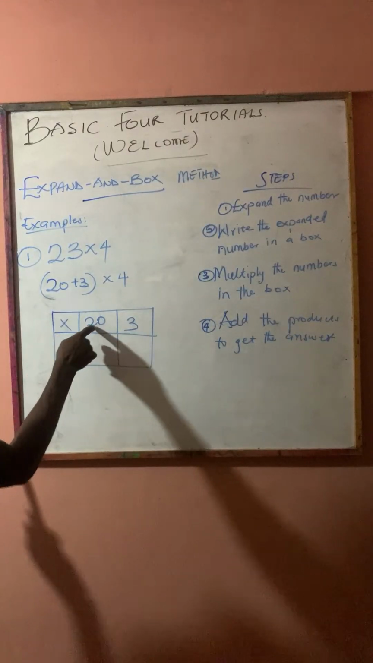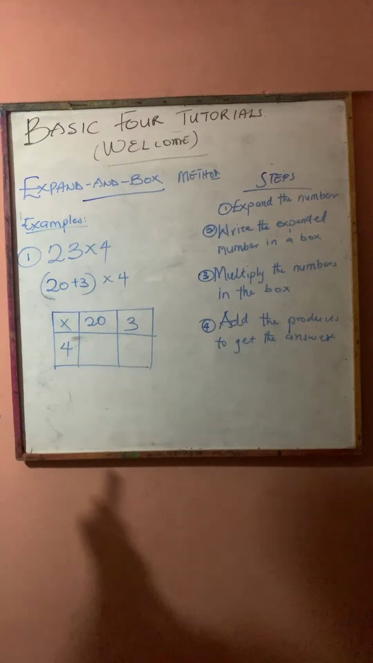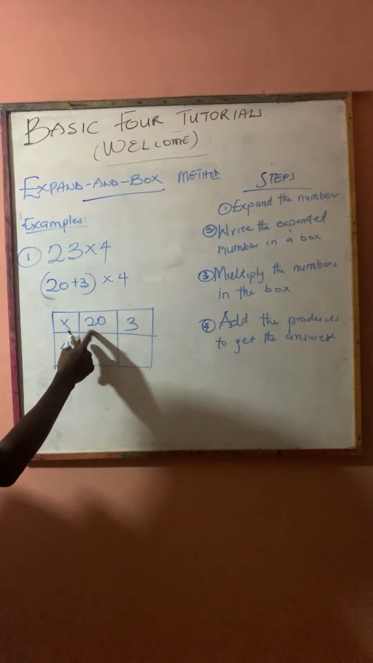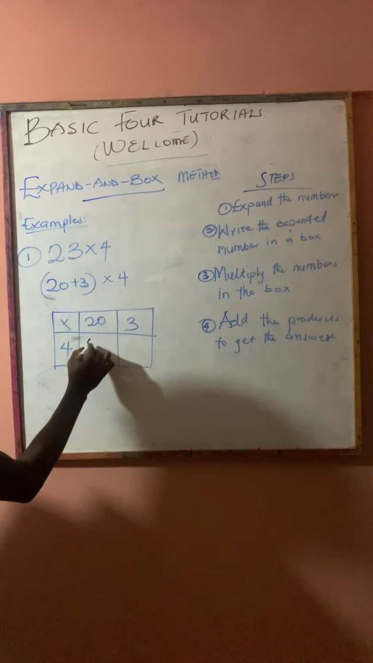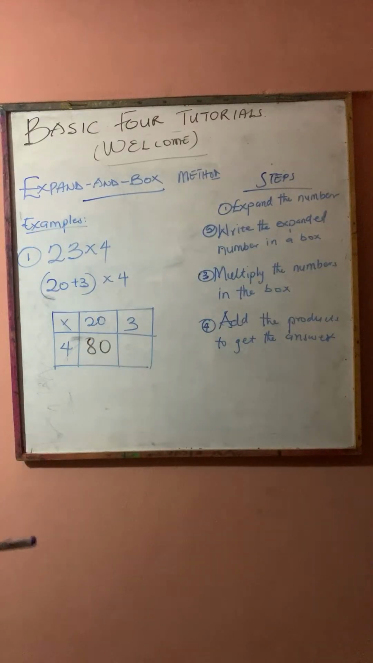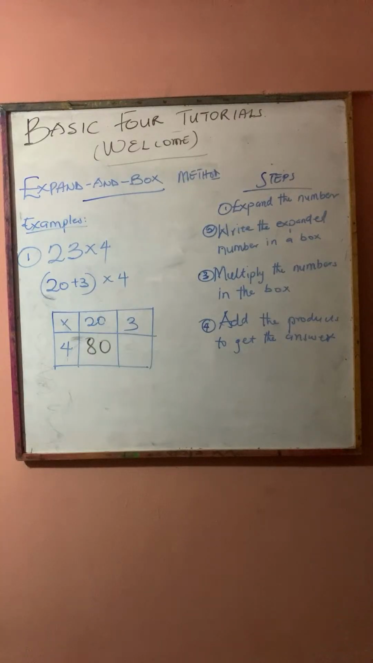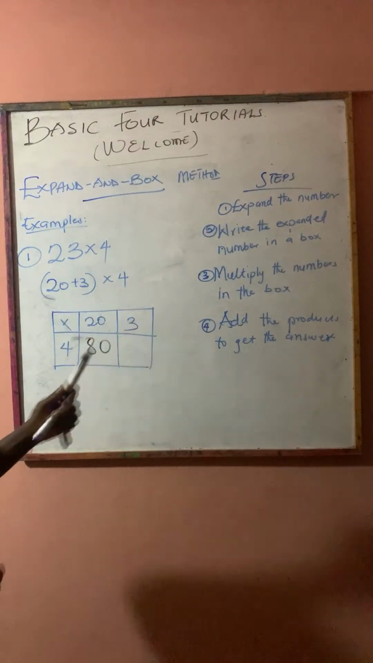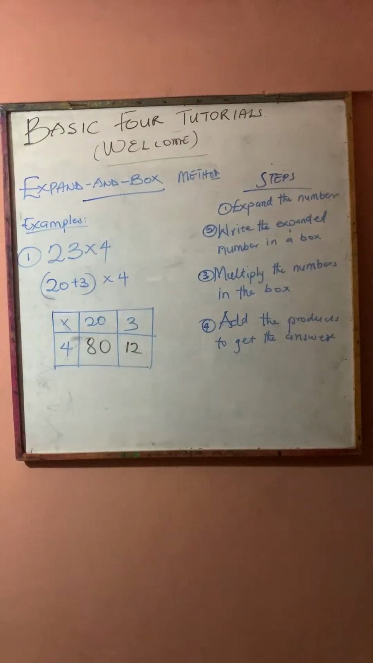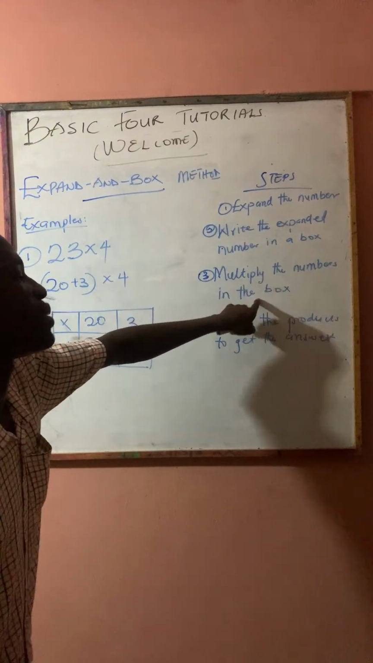So we multiply 4 by 20. What is 4 times 20? We can hold up this 0. 4 times 2 is equal to 8. Write our 8 down. Then we add our 0 to make it 80. Okay, so 4 times 20 is equal to 80. Then 4 times 3 is equal to 12. Okay, so that's the first step. We are done multiplying the numbers in the box.